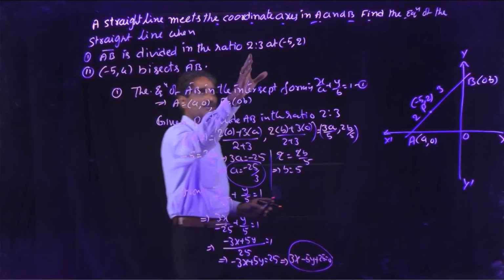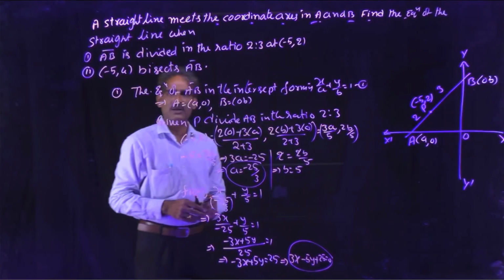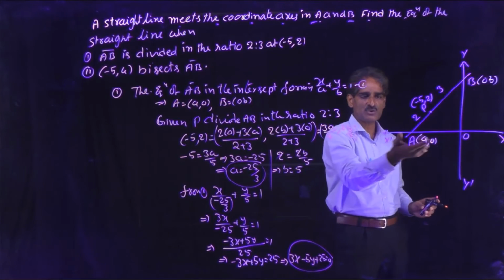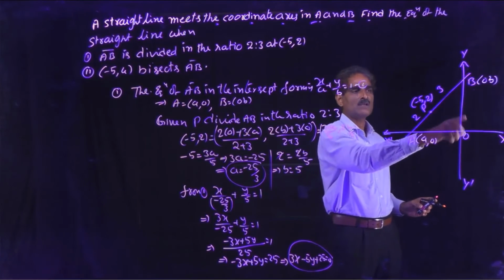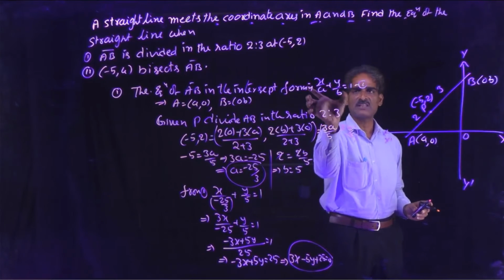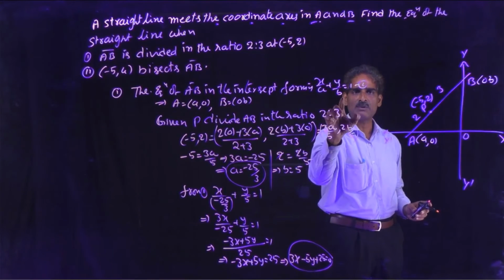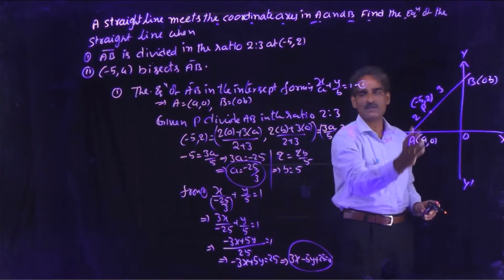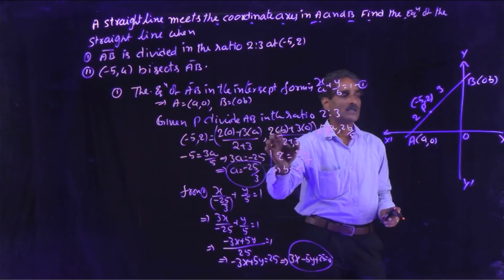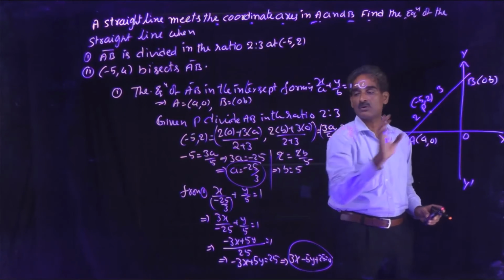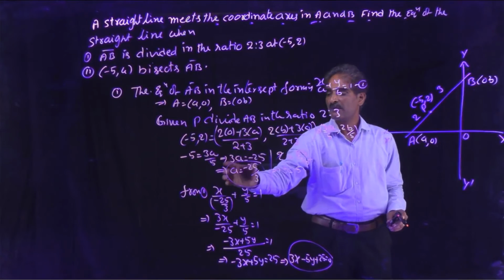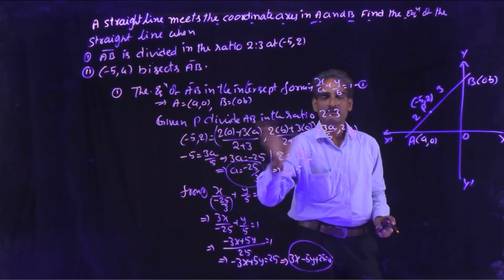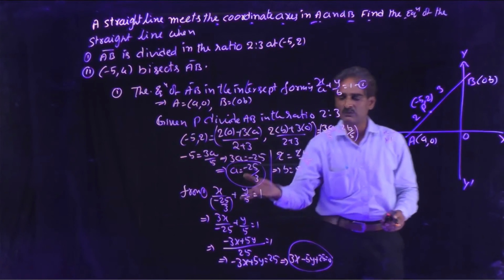Just with the help of this, you can use the section formula. If you have endpoints, but we don't know the endpoints, let us assume the x-intercept is A and the y-intercept is B. If A and B are the intercepts, this is the required equation. We have to find the A and B values. Just apply the section formula: 2 into 0 plus 3 into A by 2 plus 3, 2 into B plus 3 into 0 by 2 plus 3. That gives 3A by 5 and 2B by 5. So equate the x coordinates and y coordinates separately, then we will get A and B.